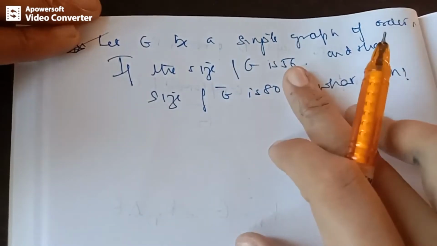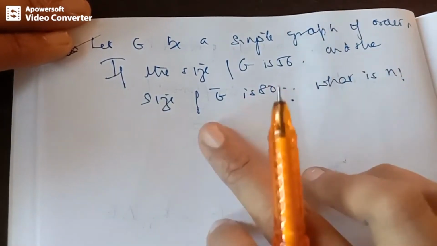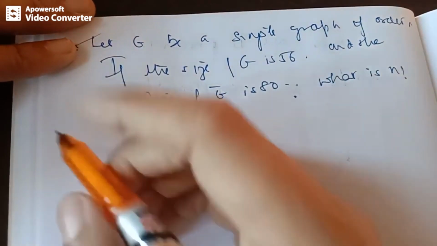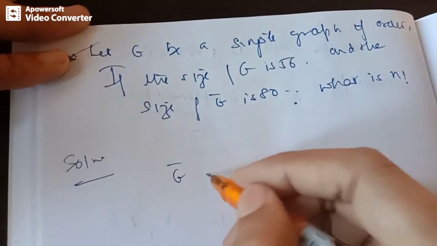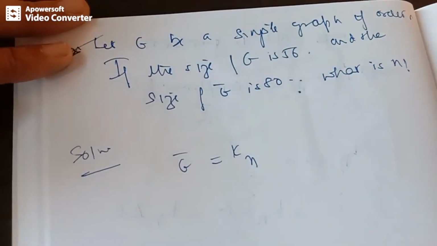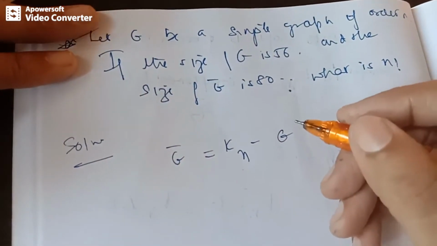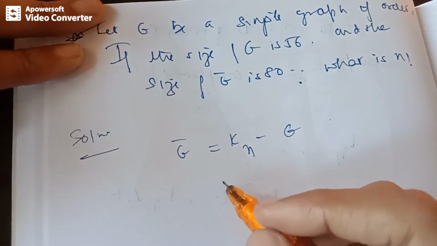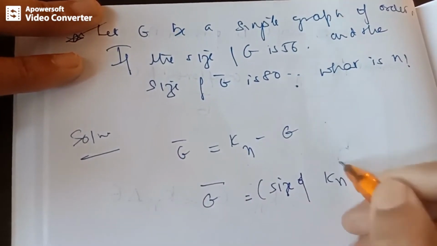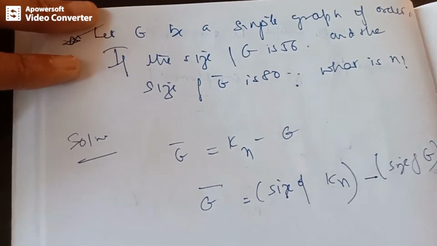Let G be a simple graph of order n, and if the size of G is 56, and the size of G complement is given to be 80, what is the value of n? For this we know that G complement is obtained by excluding the edges of the particular graph. It is given by Kn minus G, and the size of G complement is the number of edges in the complete graph minus the number of edges in the graph G.